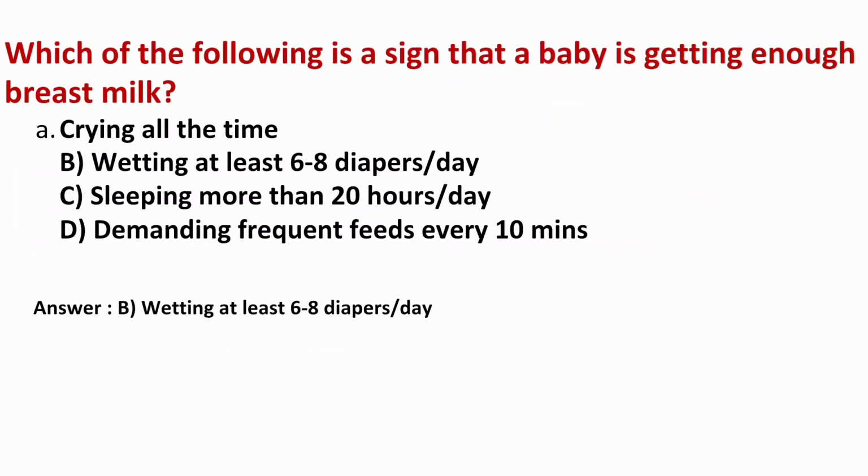Which of the following is a sign that a baby is getting enough breast milk? A. Crying all the time. B. Wetting at least 6 to 8 diapers per day. C. Sleeping more than 20 hours per day. D. Demanding frequent feeds every 10 minutes. Answer: B. Wetting at least 6 to 8 diapers per day.